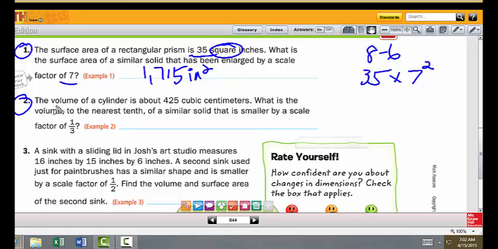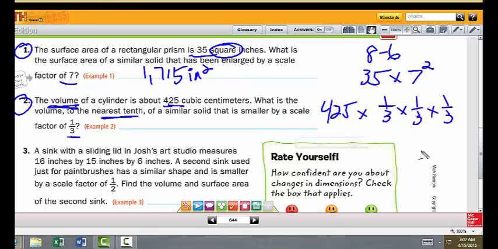Problem number 2, we're dealing with volume of a cylinder, 425 cubic centimeters. What is the volume to the nearest tenth, remember, of a similar solid that is similar by a scale factor of 1/3? So again, we're going to have 425 times 1/3 cubed, and that is going to be 425 over 27, and 425 divided by 27 is 15.7 centimeters cubed.